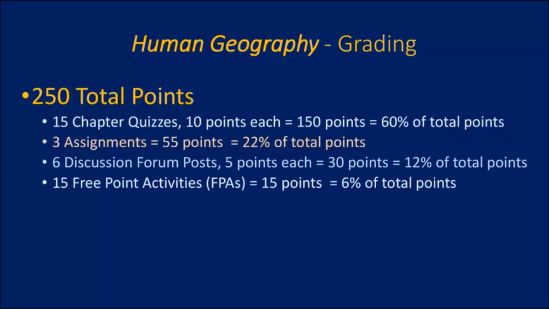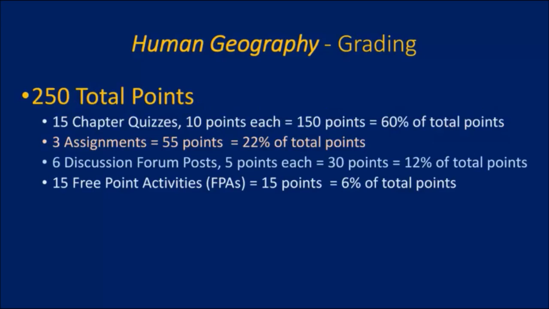In terms of the grading, there's 250 total points for the semester. You can find the grading scale in the syllabus, and I'm not going to cover the grading scale. But where do these 250 points originate? Where do they come from? We've got 15 chapter quizzes, so each chapter has a quiz, and those are worth 10 points each, and so that's 150 points, or 60% of the total points for the semester.